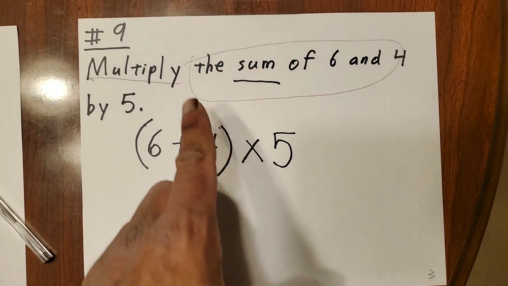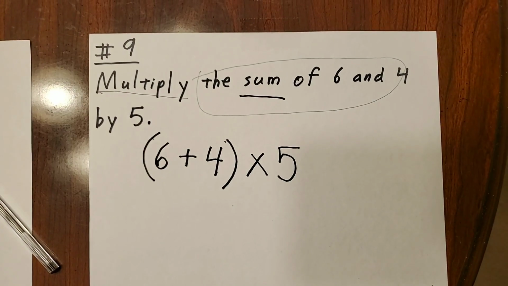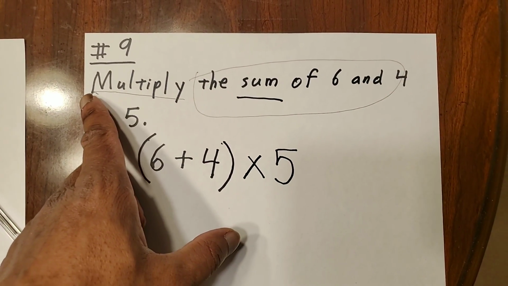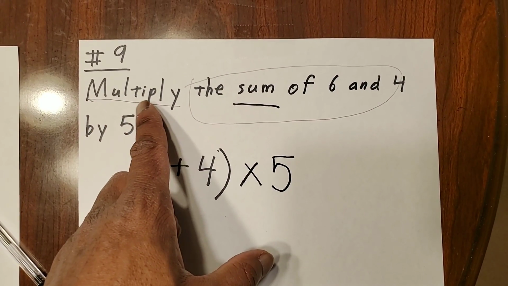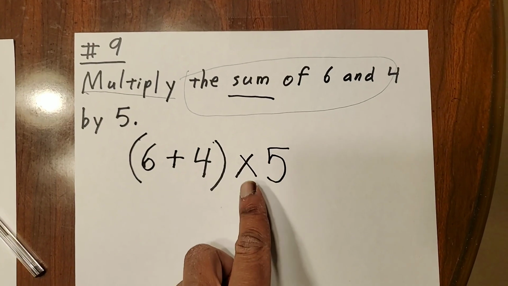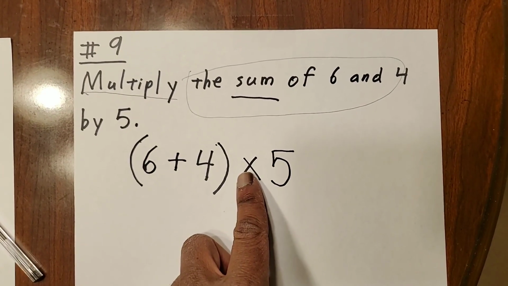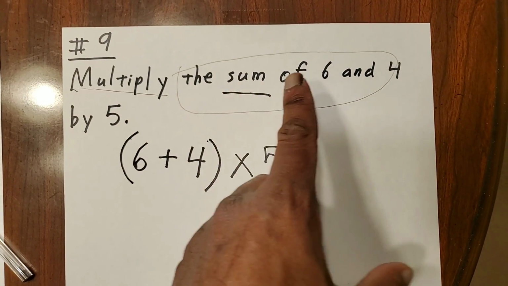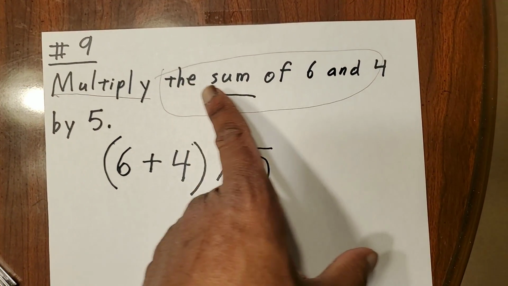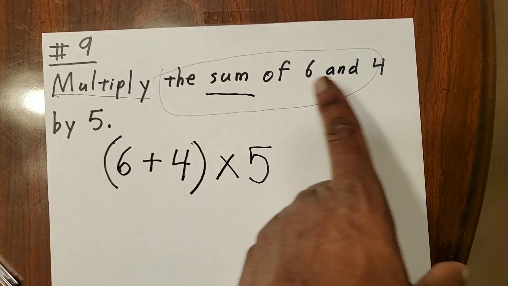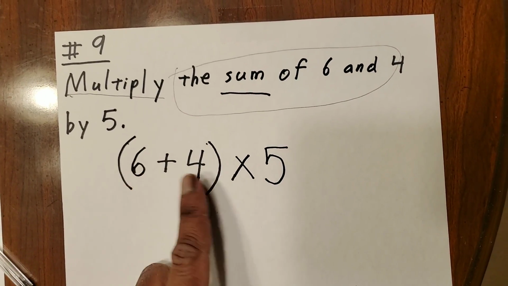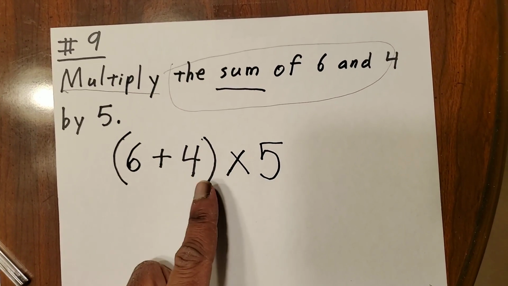So this represents this. Multiply the sum of 6 and 4 by 5. And how did I do that again? I looked at the first word. The first word gave me the clue that I'm going to multiply. So I wrote our multiplication or times sign. And what did it say to multiply? The sum of 6 and 4. Since it let me know I've got to multiply a whole other part, I put this over here. Put it in parentheses because I'm multiplying a separate part.